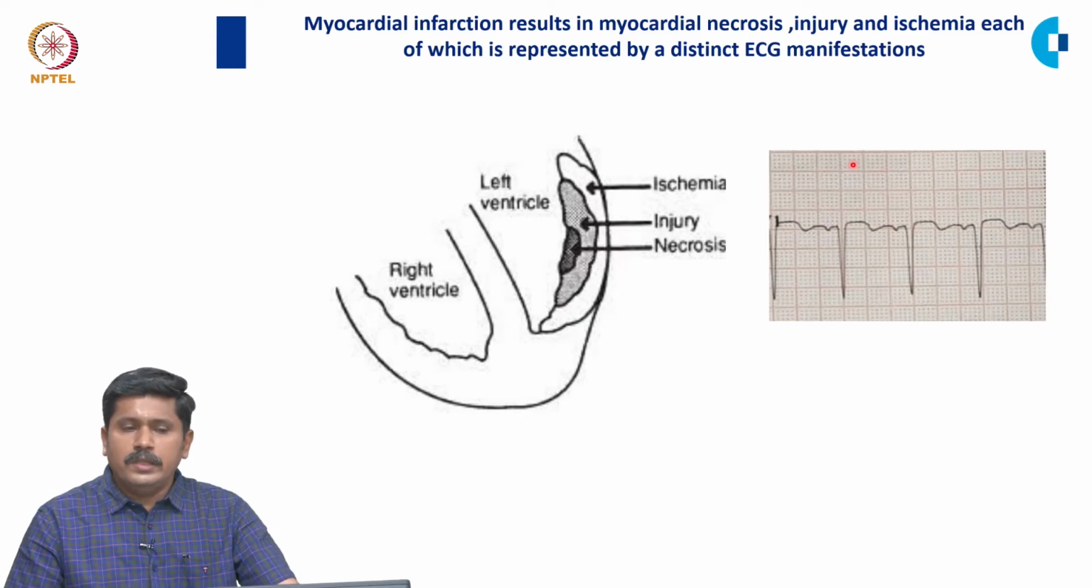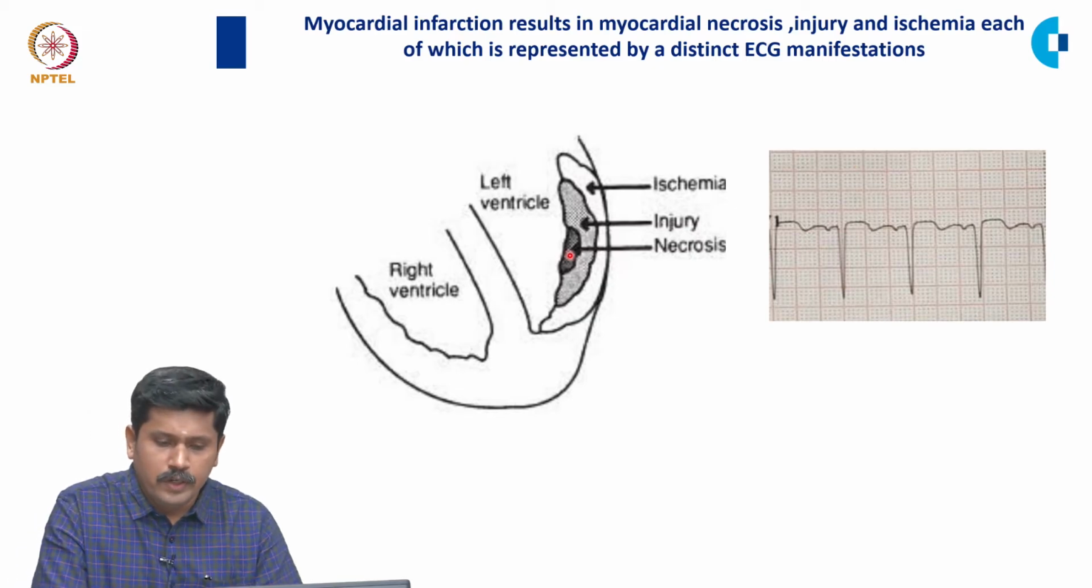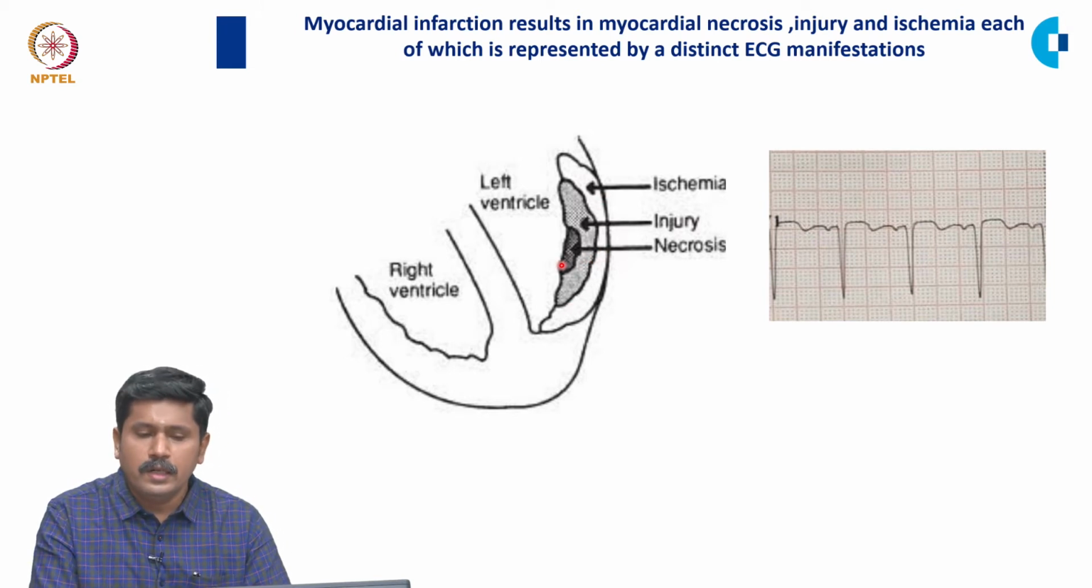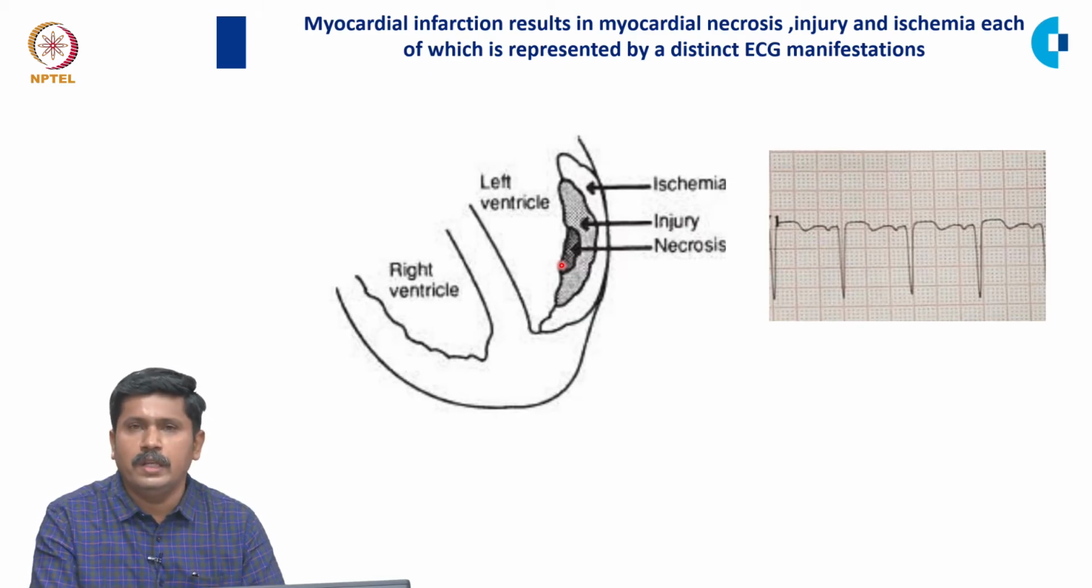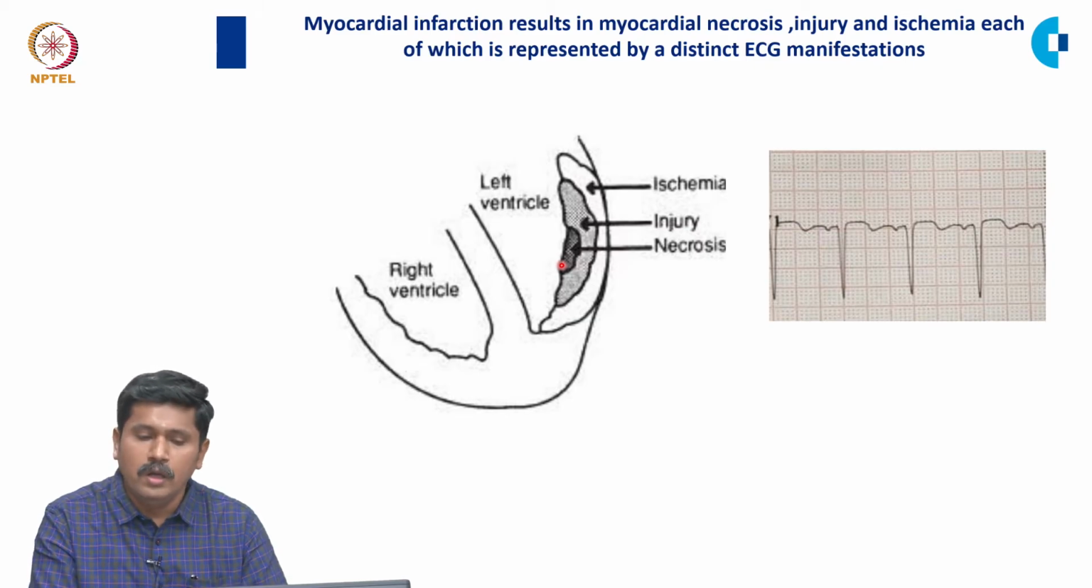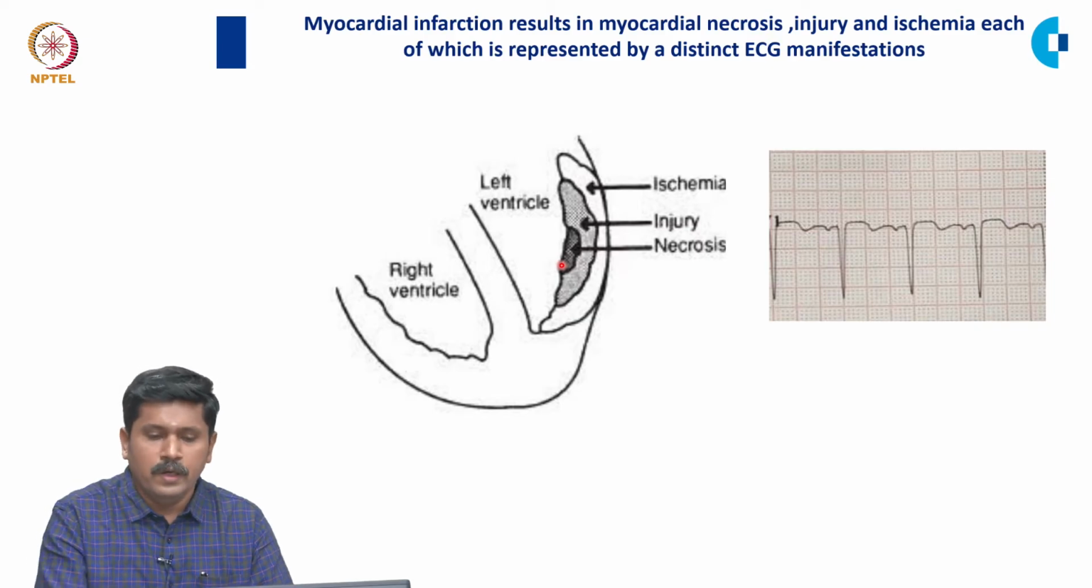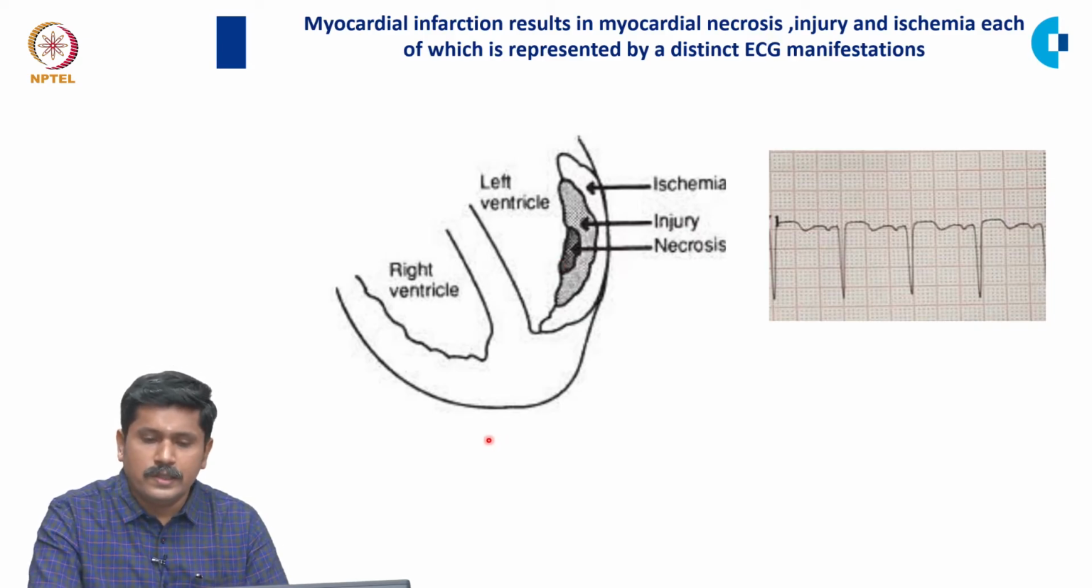So, in general, pathologically, myocardial infarction results in myocardial necrosis, injury and ischemia. So, this shows the area of necrosis. This surrounding area is the area of injury and surrounding it is the area of ischemia. The necrosis indicates an irreversible damage to the myocardium. So, the aim of the treatment is to prevent the development of necrosed myocardium or to minimize the necrosed myocardium in post myocardial infarction. Each of these changes, that is the necrosis, ischemia and injury, are represented in the ECG by distinct electrocardiographic manifestations.